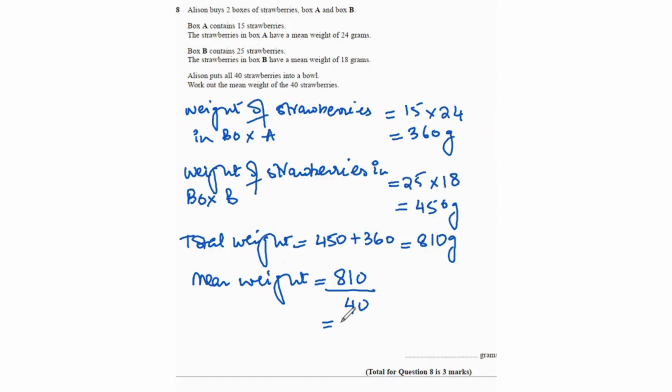So that equals 20.25 grams. That is the mean weight of the 40 strawberries altogether.